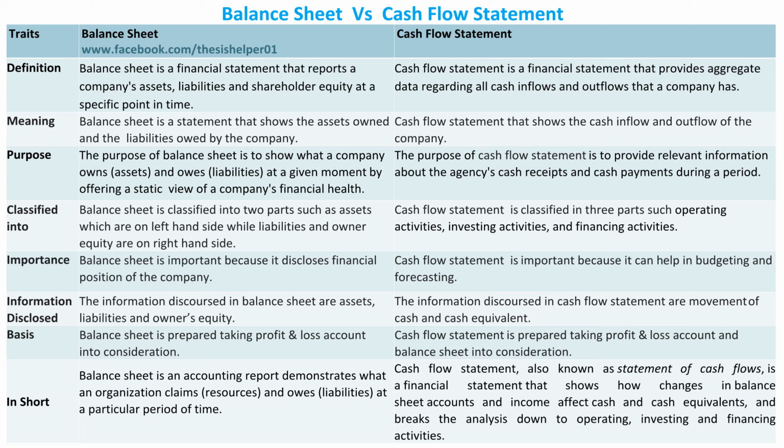Balance sheet is important because it discloses financial position of the company, whereas cash flow statement is important because it can help in budgeting and forecasting. The information disclosed in balance sheet are assets, liabilities, and owner's equity, whereas the information disclosed in cash flow statement are movement of cash and cash equivalent.